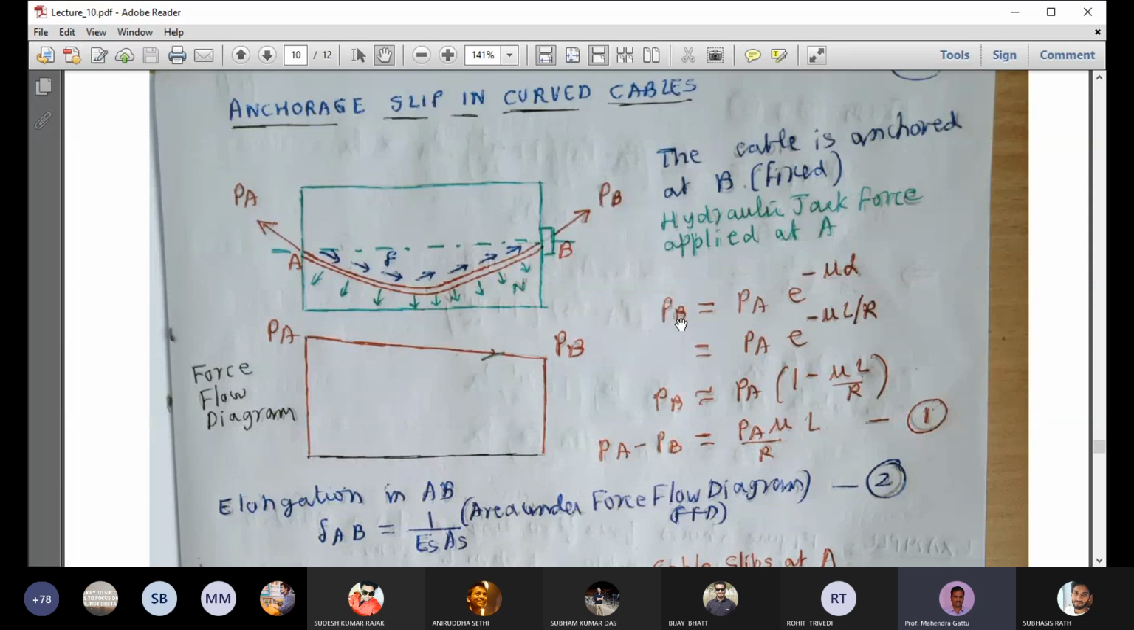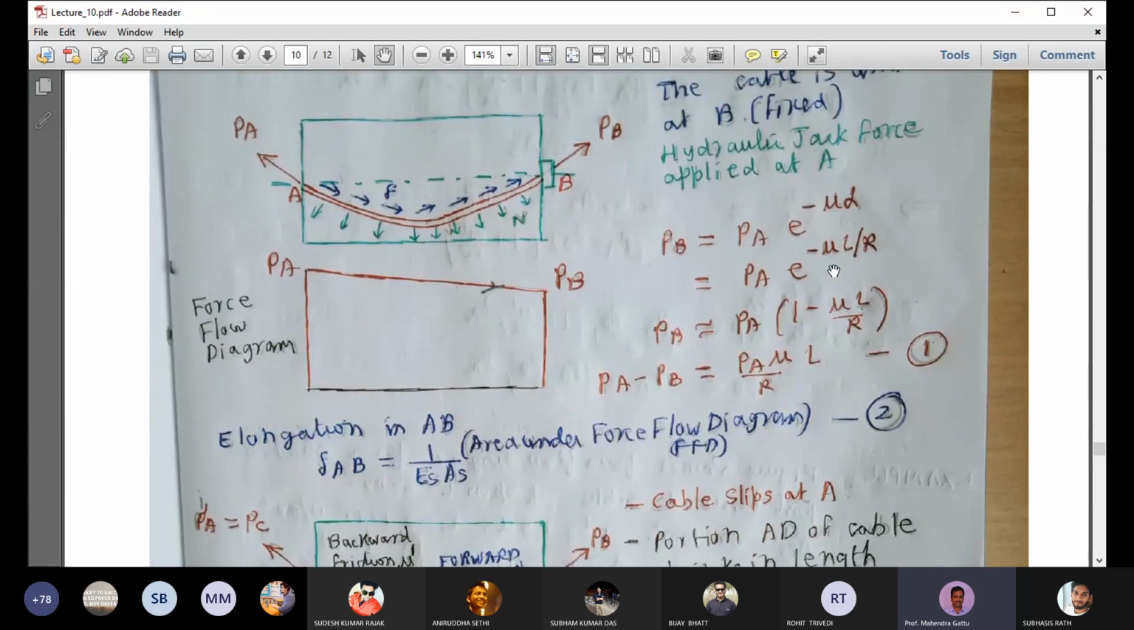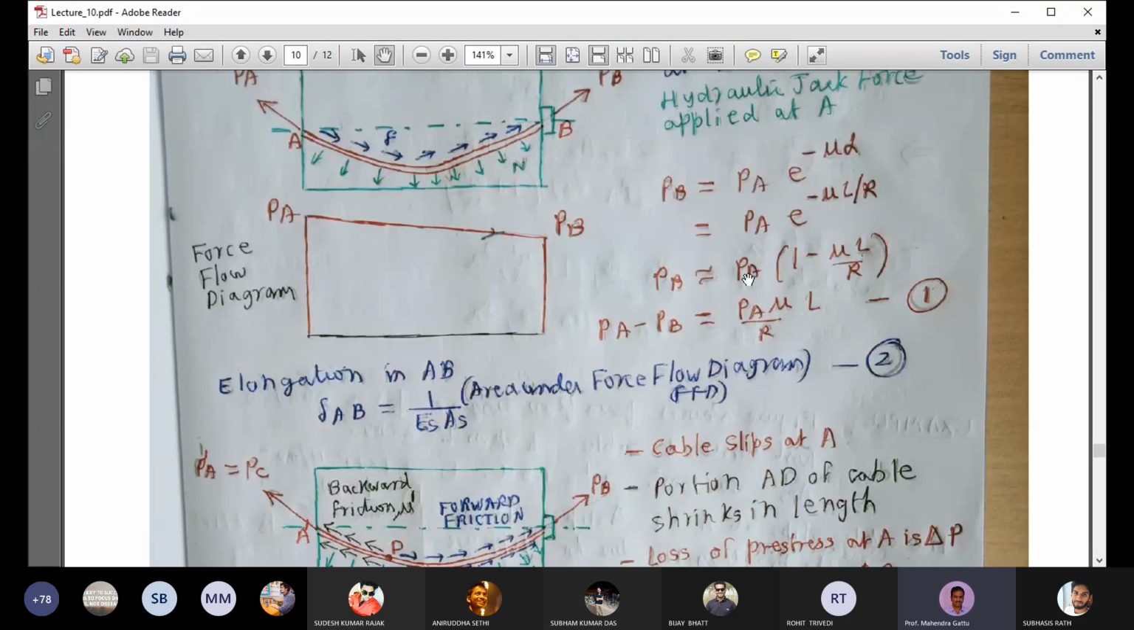So we have the relation PB is equal to PA e power minus mu alpha. Alpha is the change in slope between A and B, so that we can express as minus mu L by R, that is the length by the radius of curvature. And we can simplify this equation by writing 1 minus x, so 1 minus mu L by R. So PB is approximately PA into 1 minus mu L by R.